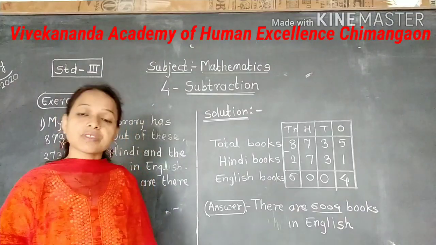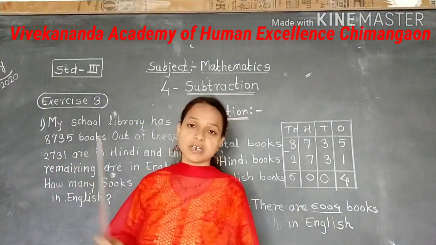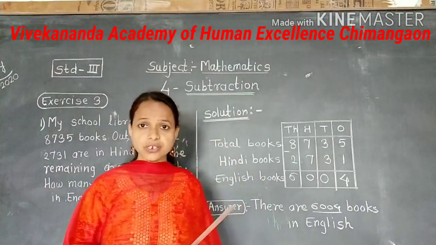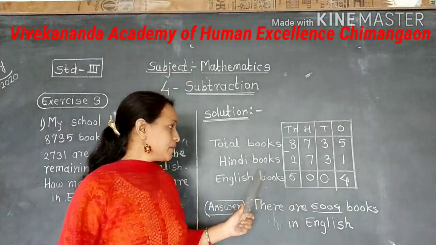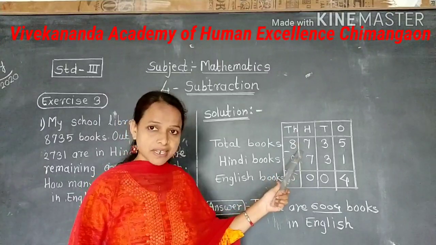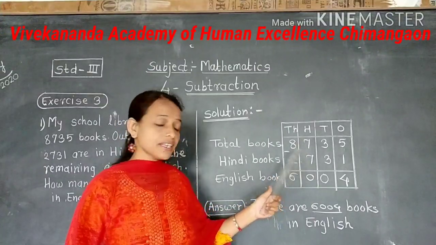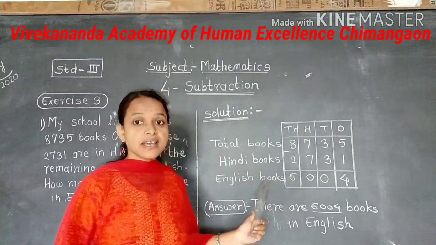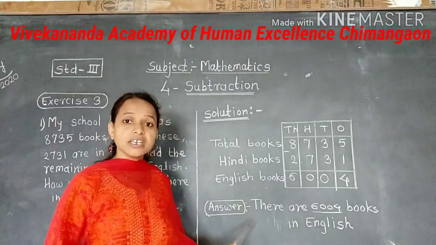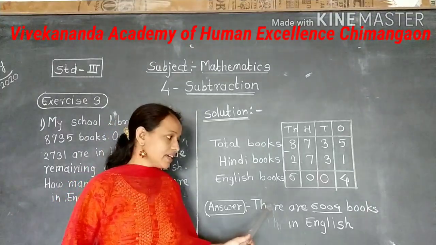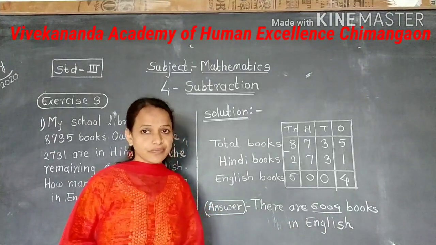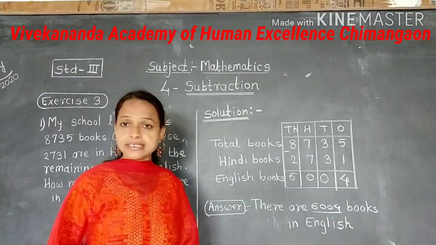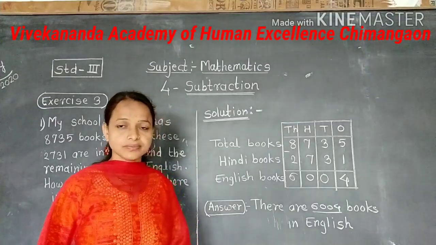In this way, we solve this word problem. Understood? First we write total books, Hindi books. We arrange those numbers in the place value chart, and by subtracting we got the number of English books. And finally we wrote our answer here. There are 6004 books in English. Understood how to solve this word problem?